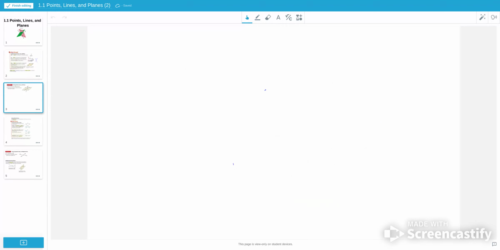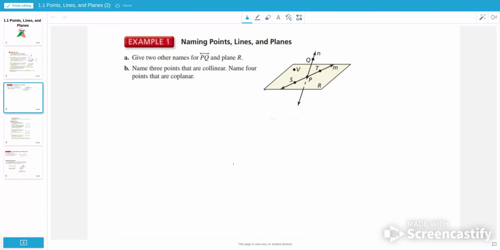Okay, so if we look at this example, we're just naming points, lines, and planes. So maybe pause here and see that you can name these on your own before we do them, just to see. And if you can name them, make sure that you're using the proper notation. So A says give two other names for line PQ and plane L. So I'm just going to start with this PQ. So here is line PQ.